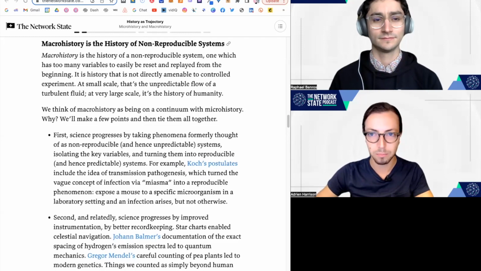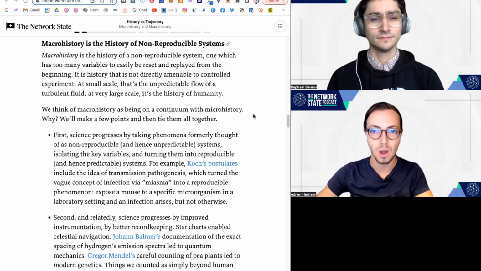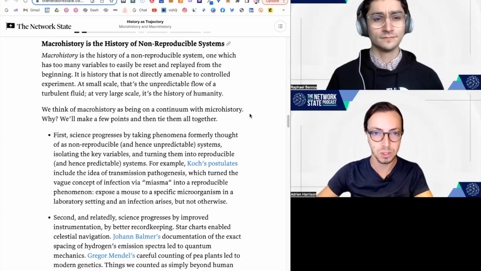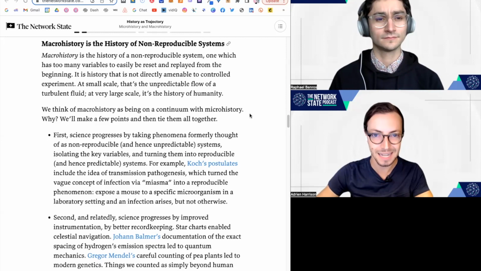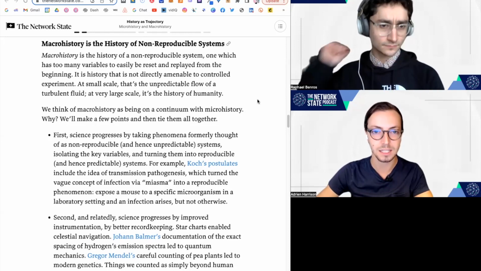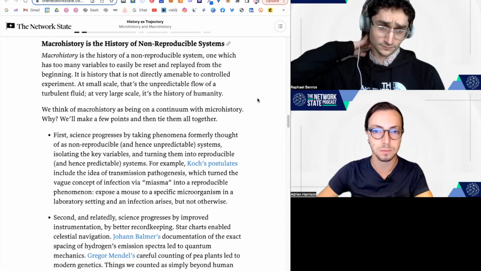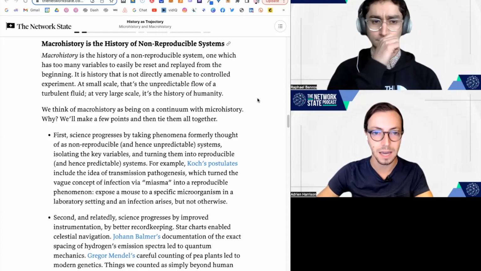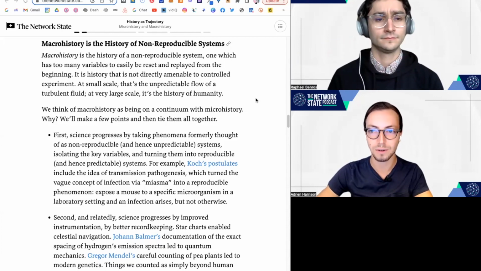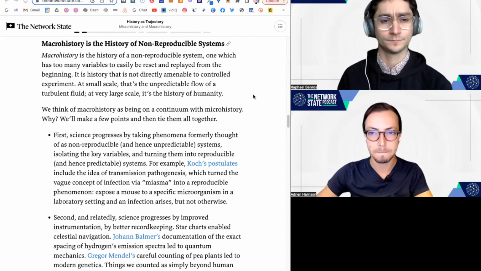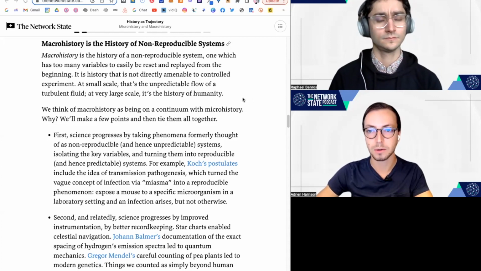So to give a quick brief here, macrohistory is the history of a non-reproducible system, one which has too many variables to easily be reset and replayed from the beginning. It is history that is not directly amenable to controlled experiment. At small scale, that's the unpredictable flow of a turbulent fluid. At very large scale, it's the history of humanity. So let's break this down. What does this mean, and why is that different from microhistory?